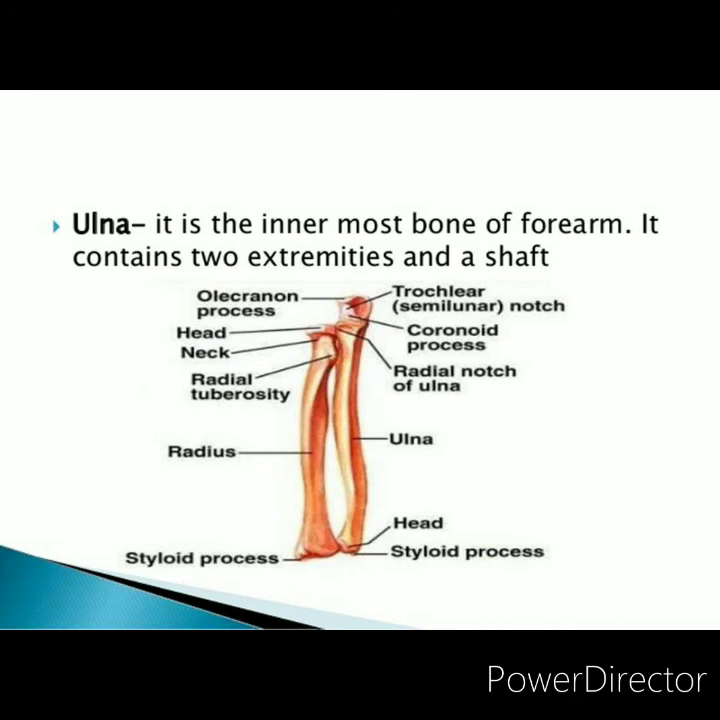The uppermost part is also known as the head. Then below that, in between the body and the head, that will be known as the neck. And at the lower part of the radius and ulna, that will be known as the styloid process. That is the ending part of the radius and ulna, and it is joined with your wrist joint.